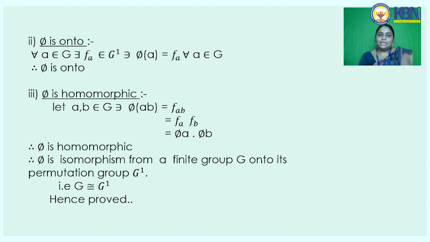Hence, phi is an isomorphism from the finite group G onto its permutation group G', and it is symbolically written as G is isomorphic to G'. Clearly, this Cayley's theorem says that every finite group G is isomorphic to its permutation group. Hence, we proved Cayley's theorem.